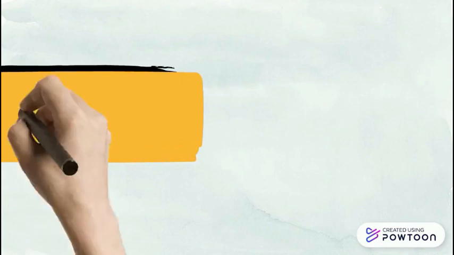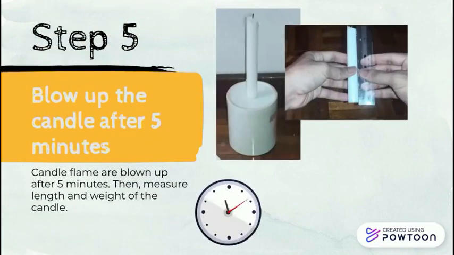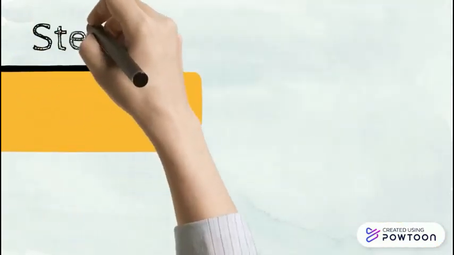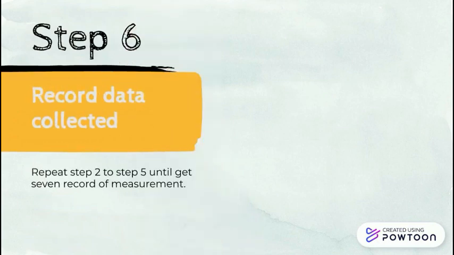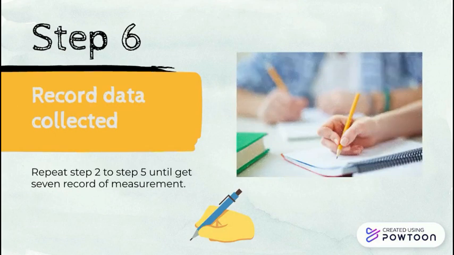Step 5. Blow out the candle after 5 minutes. Then, measure the length and the weight of the candle. And for the last step, record all the data collected and then repeat from step 2 until step 5 until we get 7 records of measurement.